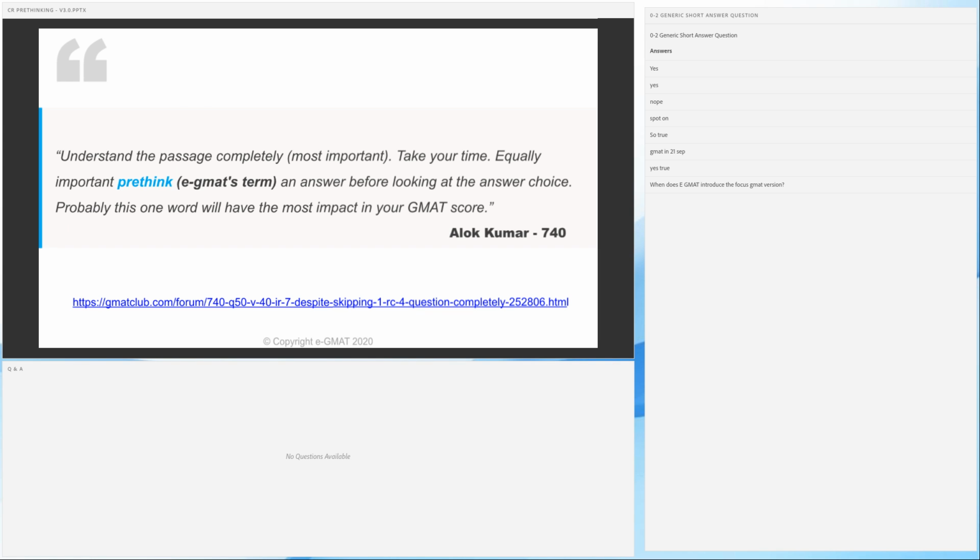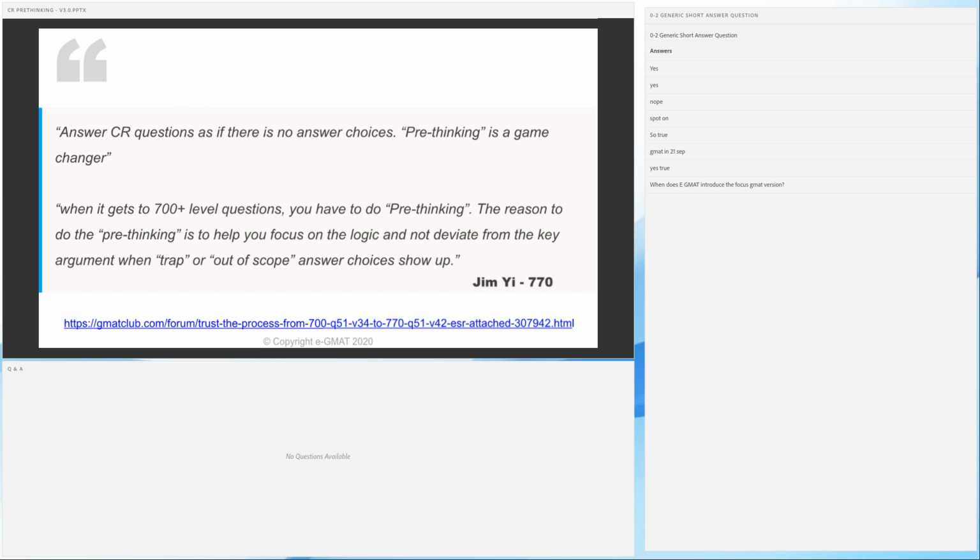So this student says, understand the passage completely. Take your time. Equally important, pre-think an answer before looking at the answer choice. Here's a guy who improved from 30th percentile to 97th percentile in 20 days. He had the right fundamentals. He just wasn't following the right process. He was going to the answer choices without spending enough time on the argument. It says answer CR questions as if there are no answer choices. Pre-thinking is a game changer. When it gets to 700 level questions, you have to do pre-thinking. Why? Because it helps you focus on the logic and not deviate from the key argument when trap or out of scope answer choices come in.